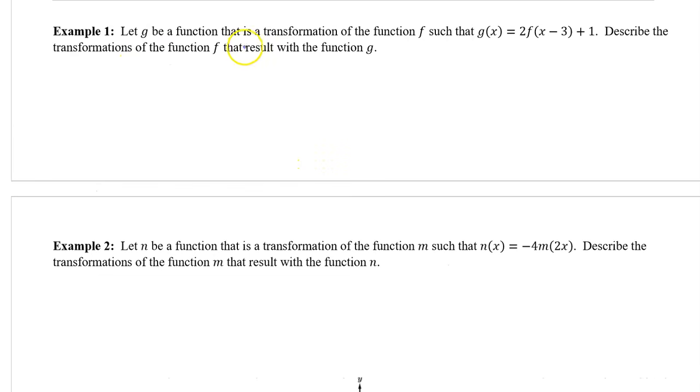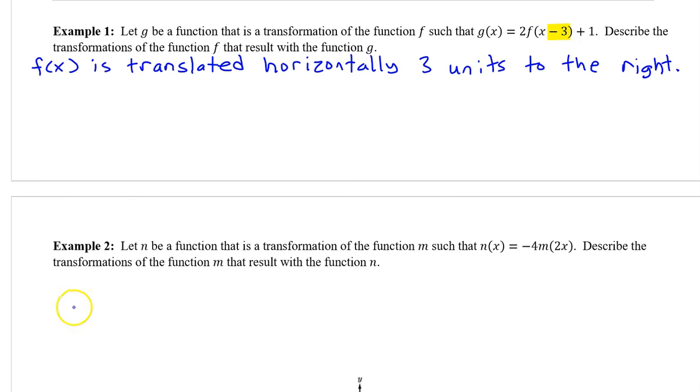Example 1. Let g be a function that is a transformation of the function f such that g of x equals 2 times f at x minus 3, plus 1. Describe the transformations of the function f that result with the function g. Transformations that occur inside the parentheses are horizontal transformations, and they do the opposite of what they appear to do. So f of x is translated horizontally 3 units to the right, the opposite of what it appears.